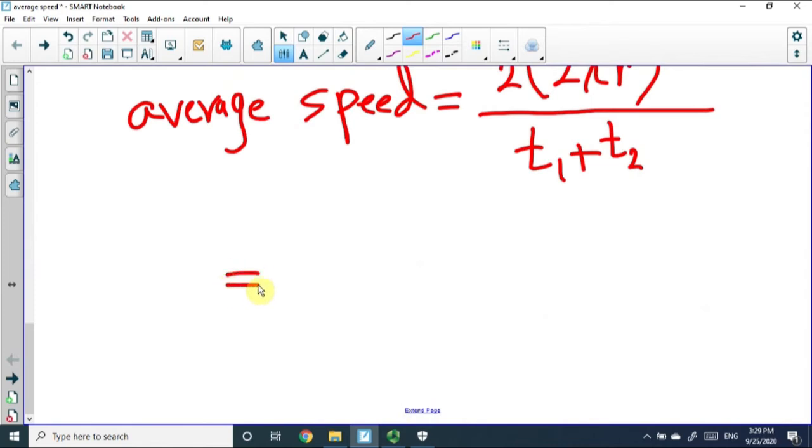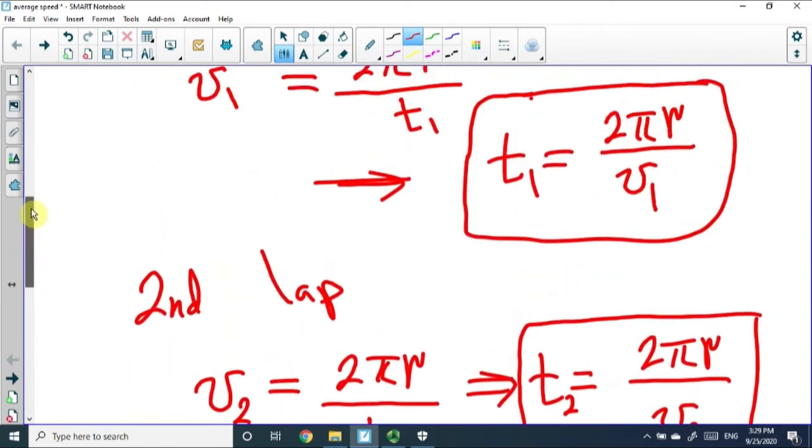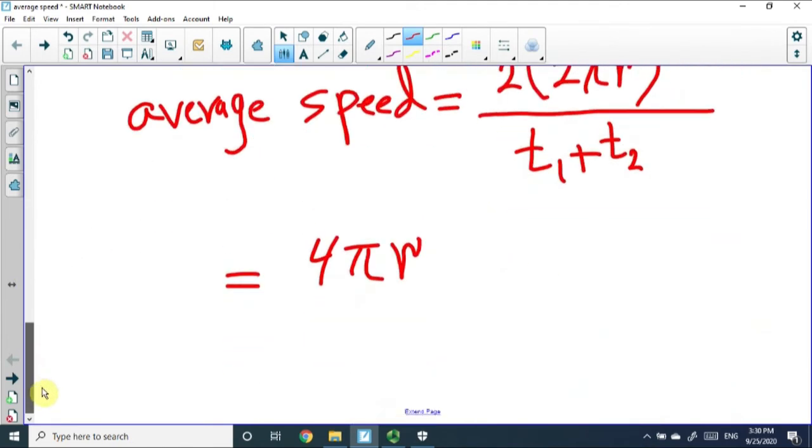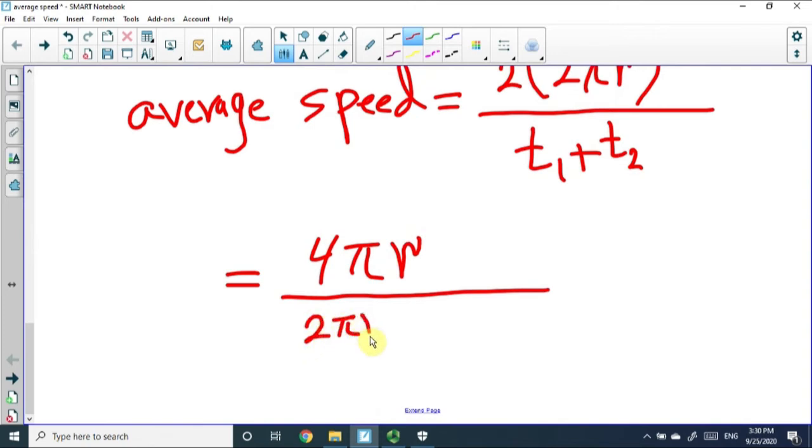So now let's see. This should equal 4 pi r, that's twice the circumference, divided by, now we're adding the two times, t1 plus t2. And you can see now t1 plus t2 are given here. So I'm going to substitute. I get 2 pi r over v1, speed number 1, plus 2 pi r divided by speed number 2.